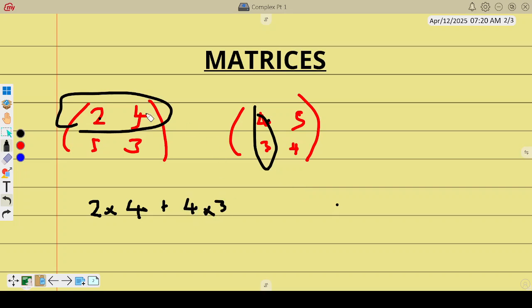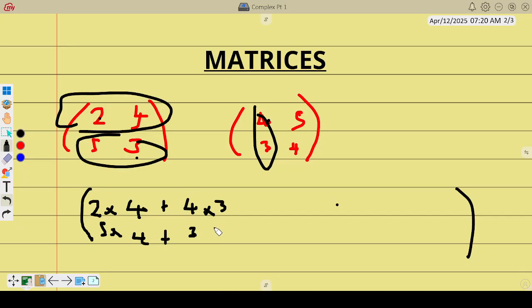This is how we multiply matrices. So this part I have done, and then let's come down here again, row by the same column, 5 times 4 plus this 3, 3 times 3 down here.